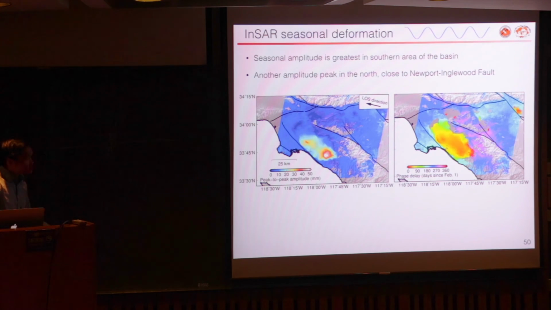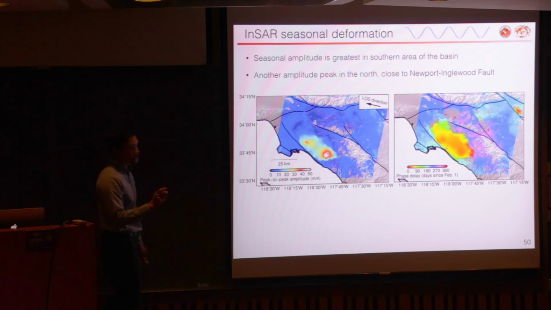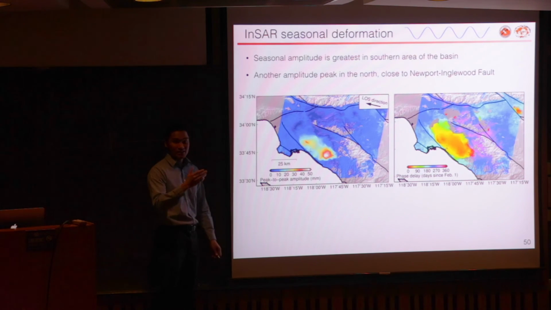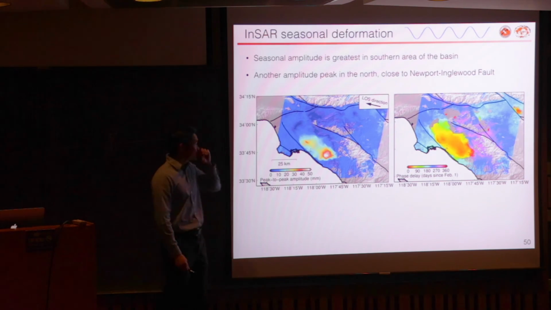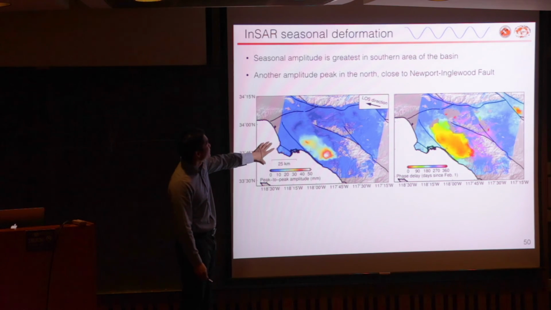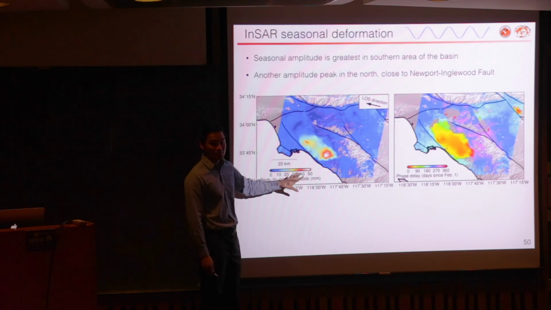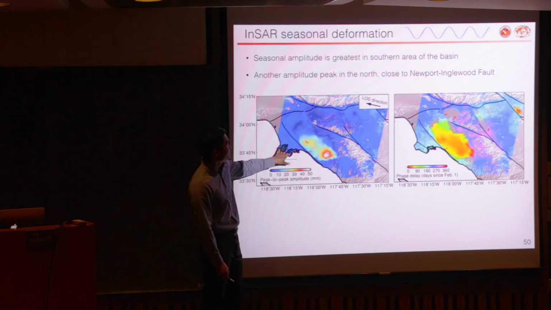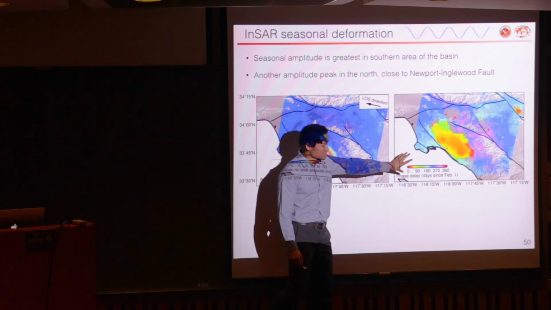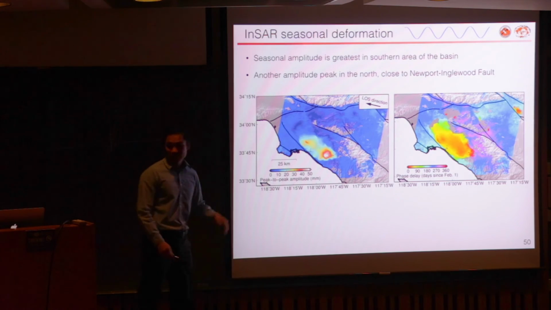repeating or stationary seasonal signals. We can have an amplitude and phase for each pixel in our InSAR time series model. And so here on the left is the seasonal peak-to-peak amplitude that we get for our data, and on the right is the seasonal phase delay.